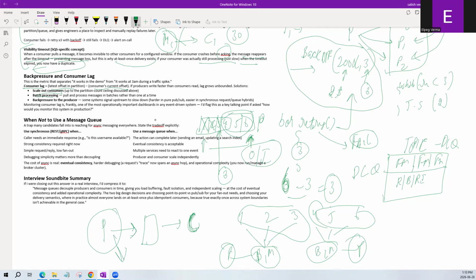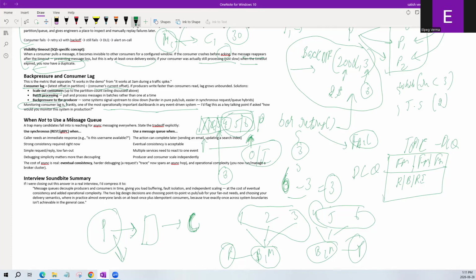So monitoring consumer lag is one of the most operationally important dashboards in any event-driven system. I have flagged this as a key talking point. If you're asked how you monitor the system in production, the answer is monitoring consumer lag. Everything is consumer lag, everything is consumer processing.